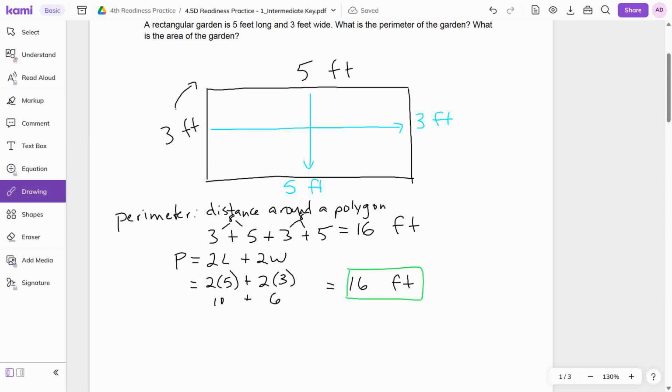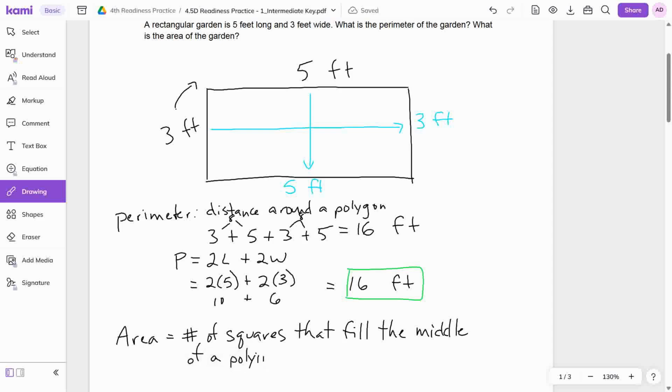Now let's think about our area. The area is, think of it as, the number of squares that don't overlap, that fill the middle of a polygon, or the inside. Let's say the inside probably would be a little bit better because we don't want it to feel like you can't get to the edges.